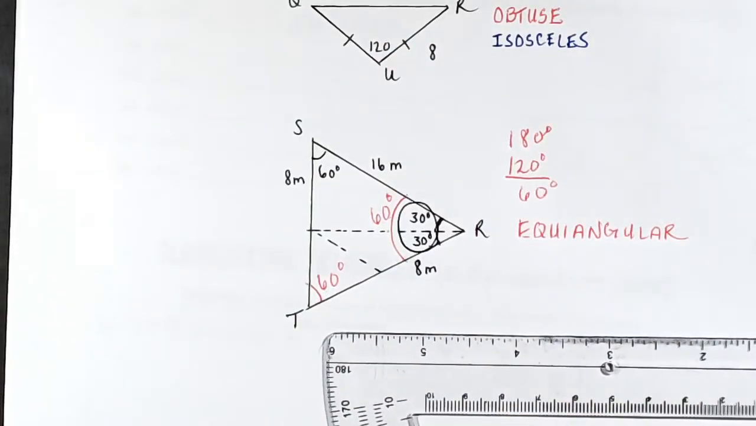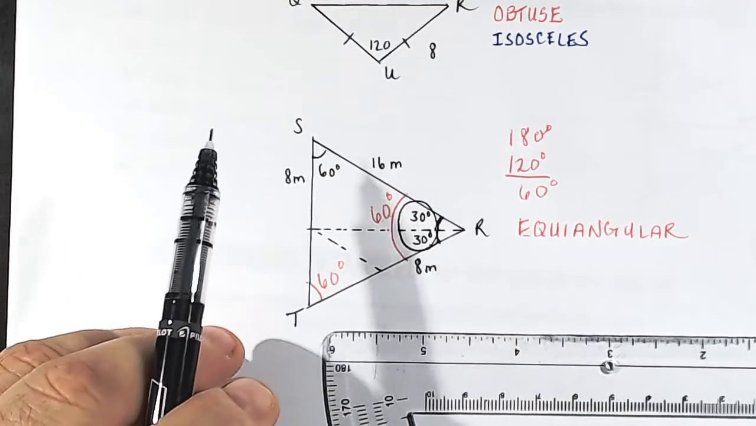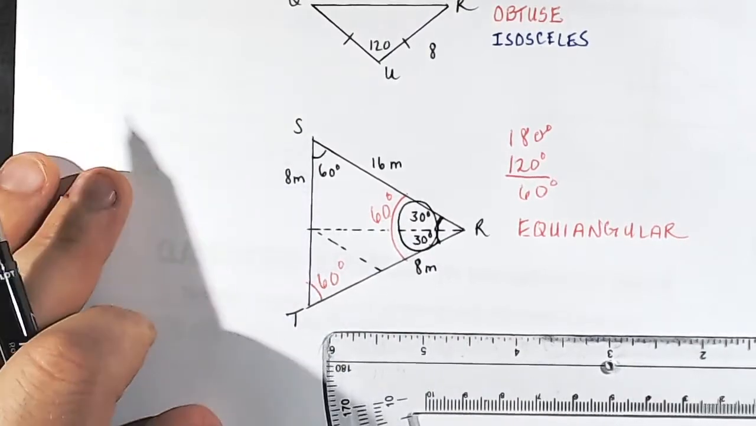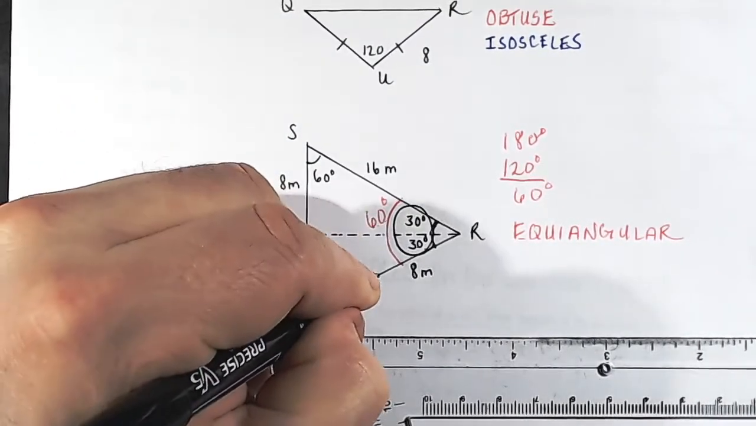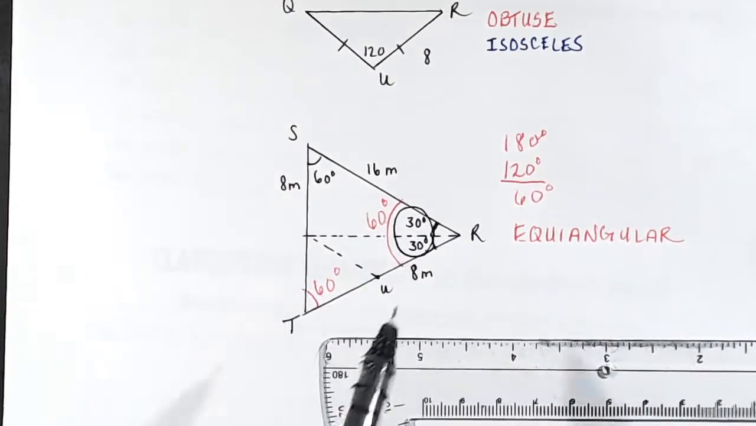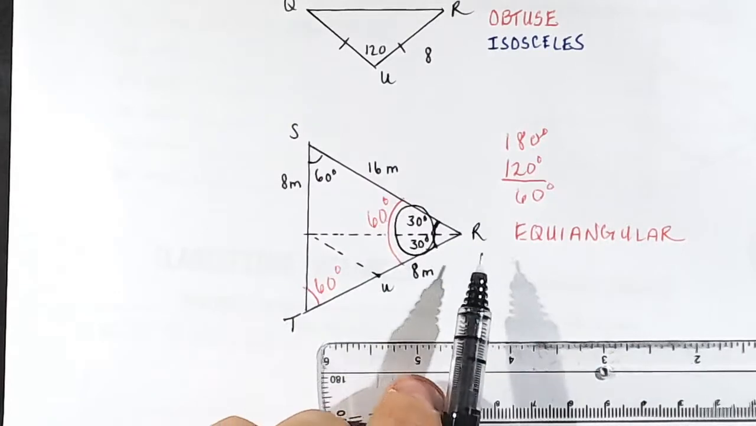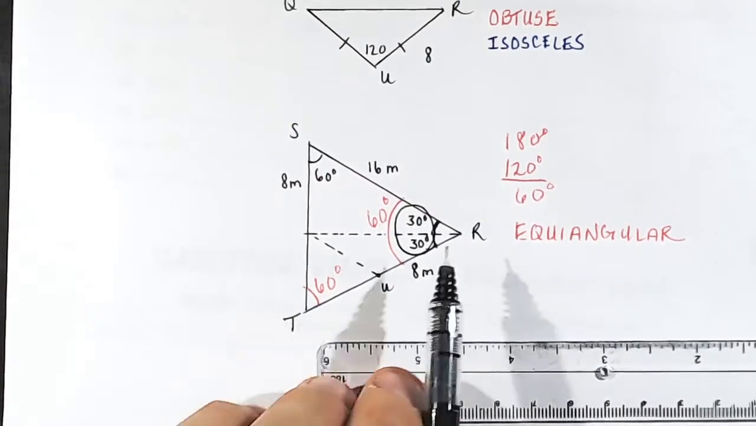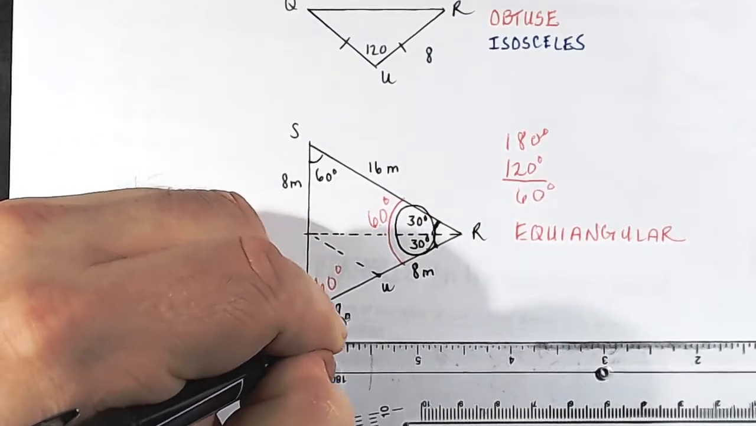What about lateral, or the length of the legs? Well, we need this piece of information about the midpoint. We were told that this point right here, which they called U, is the midpoint of R and T. So if that's the midpoint, that means that RU is equal to UT. Well, RU is 8 meters. So that means that UT is 8 meters.